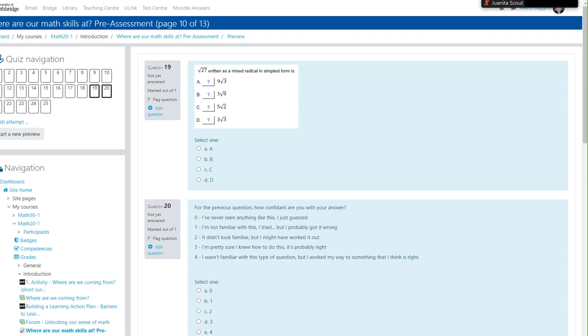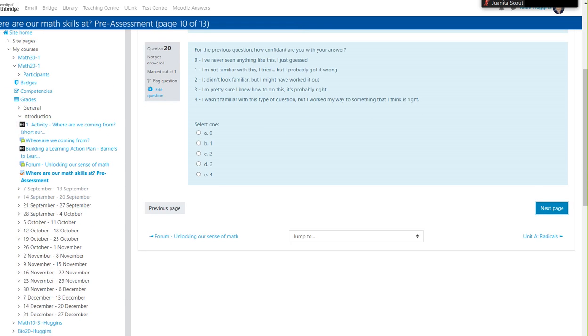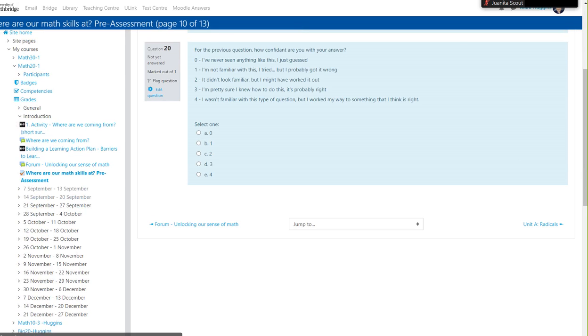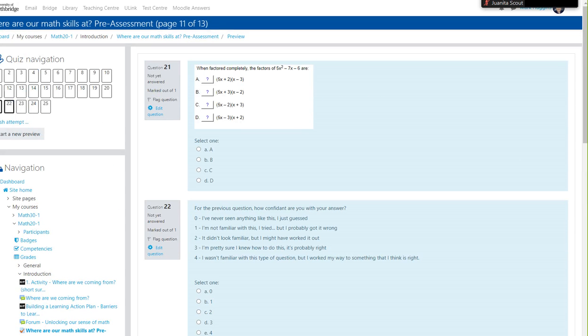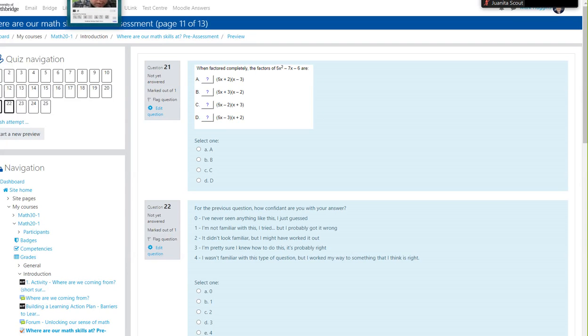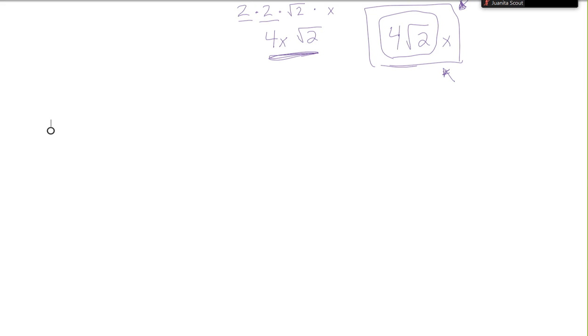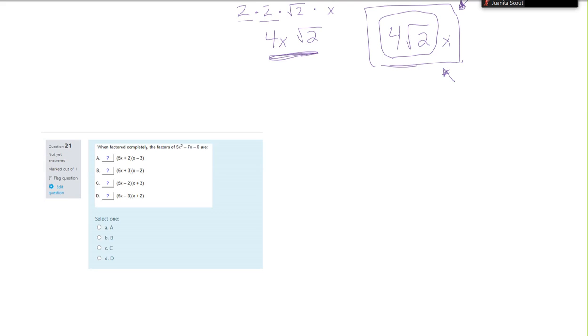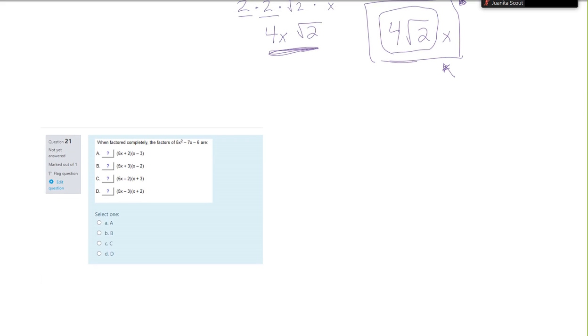Let's see here. All right, so I need a snippet. So this one, question 21, says when factored completely, the factors of 5x squared minus 7x minus 6 are, and then it gives you some choices.